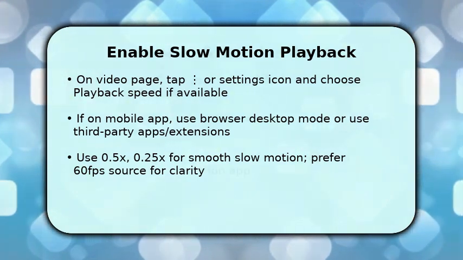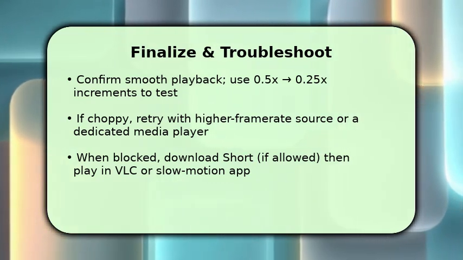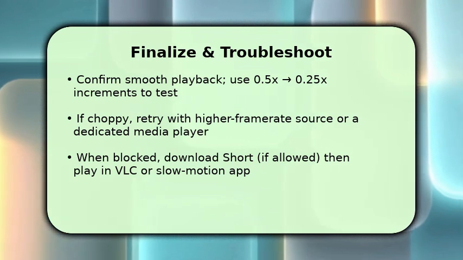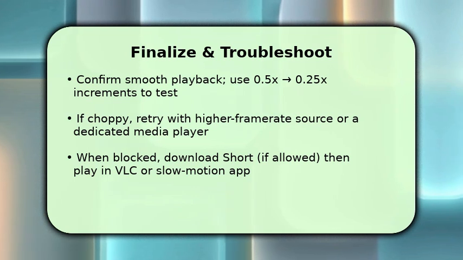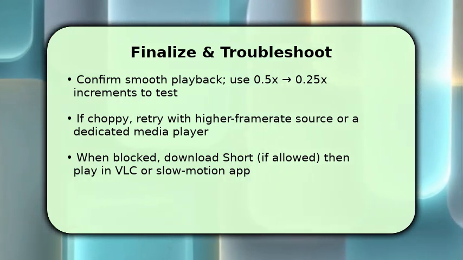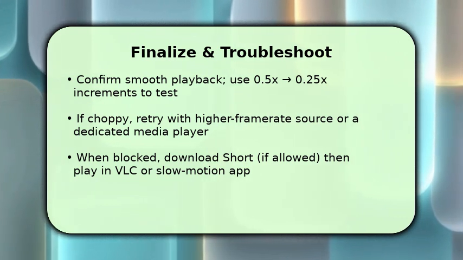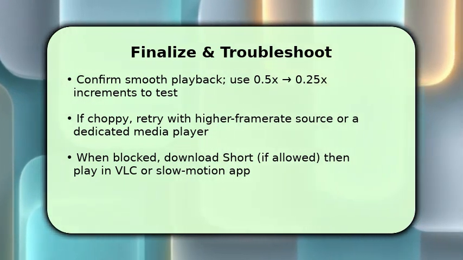Finish by testing incremental speeds so you preserve audio quality and smooth motion. Try 0.5x first, then 0.25x. If playback is choppy, that indicates a low frame rate source or streaming limitations, so make sure you're using a 60 FPS plus original or play the file in VLC or another player that uses frame interpolation.